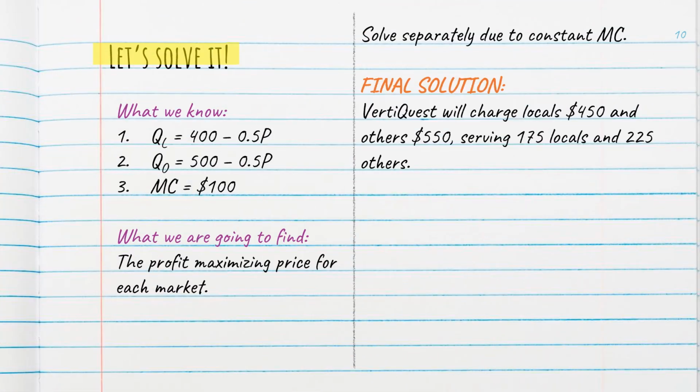So the final solution is that VertiQuest should charge locals $450 and others $550. And if they do so, they will serve 175 locals and 225 others. Keep in mind this question was particularly simple because of the constant marginal cost, which allowed us to really solve two separate monopoly questions.